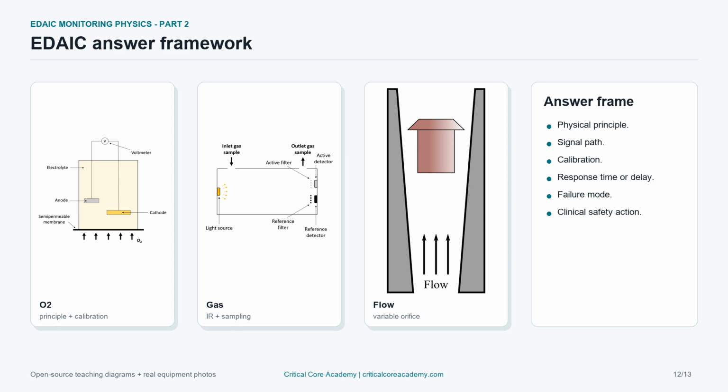Finally, name failure modes and a safety action. For oxygen analyzers, think exhausted cell, poor calibration, sample leak, or water. For gas analyzers, think blocked sample line, water trap, overlap, or delay. For the machine, think pipeline failure, regulator failure, low pressure leak, wrong gas, or hypoxic mixture. This structure turns physics into a safe clinical answer.